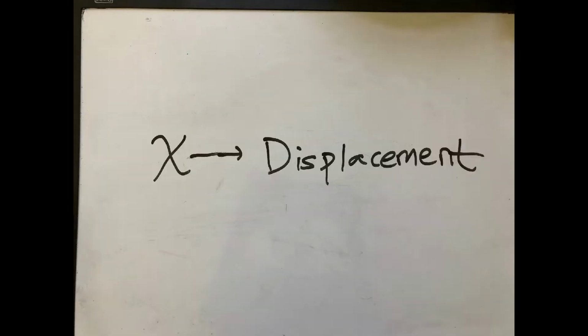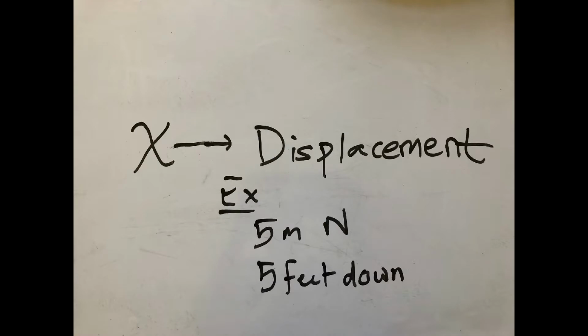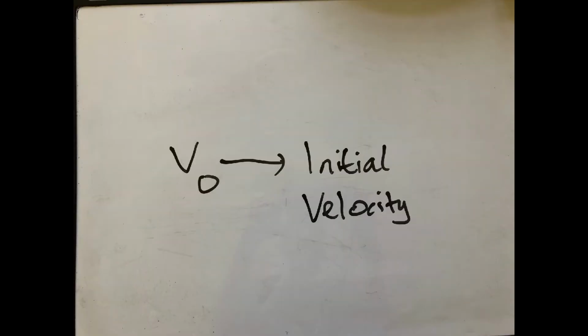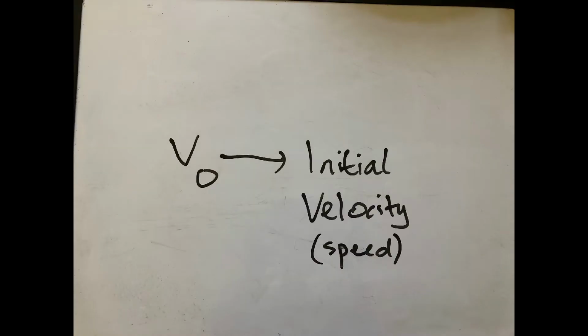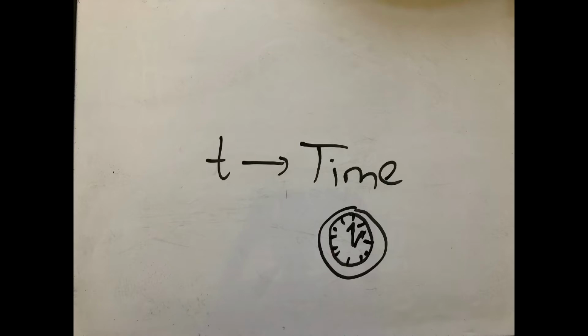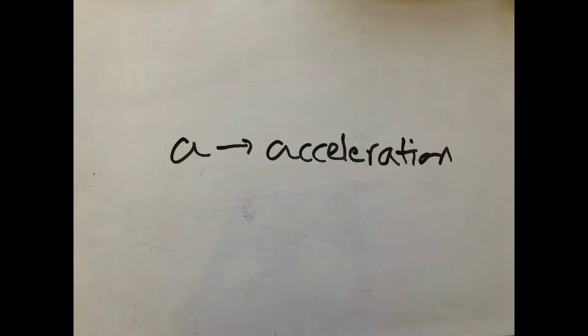So for the uninitiated, x is displacement, your change in position. So it might be something like 5 meters north or 5 feet downward. It's essentially distance with direction. V naught, V sub 0, is the initial velocity or speed, the change in displacement over time. t is time, which is, time. a is acceleration, the rate at which velocity is changing.